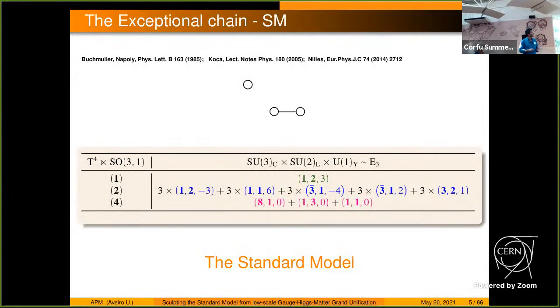So, but to see that, let's go back to the early 80s and look at the exceptional chain. We can start with the standard model gauge group, the exceptional chain in terms of linking diagrams. And here in the first line, these are the scalars of the standard model, which is the Higgs. These blue ones are the fermions, the quarks and the leptons, and these purple ones are the gauge bosons. So they are in 4 dimensions. They are vectors.